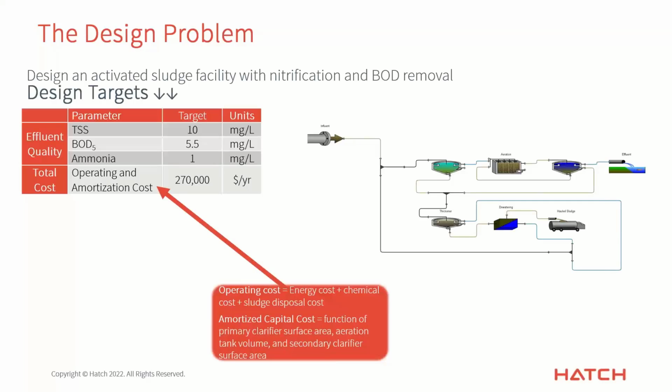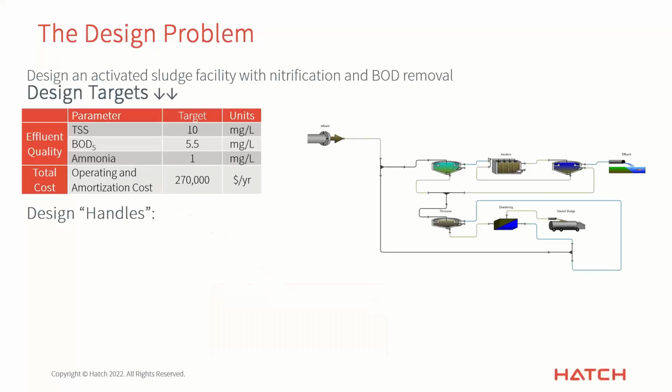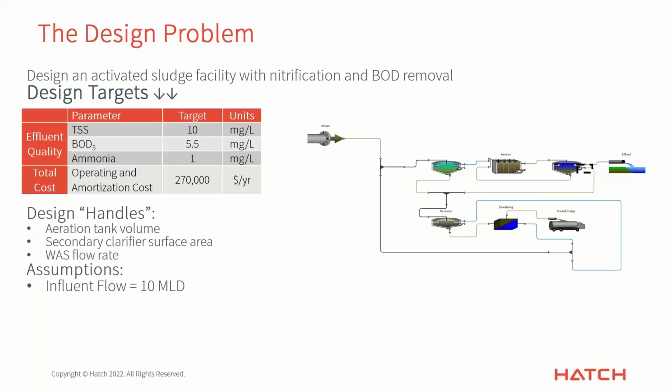Just as an aside, this operating and amortization cost is pretty simplified. I'm just using the operating cost calculation in GPSX and then amortizing the capital cost, which is a function of just the tank sizes, so the clarifier surface areas and the aeration tank volume. All right, so to actually meet these targets, I've been given some design handles. So this is the aeration tank volume, the secondary clarifier surface area, and the WAS flow rate. So I'm going to try to be adjusting these to meet these targets.